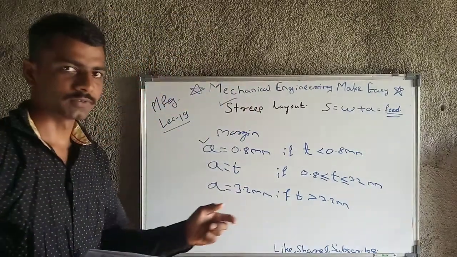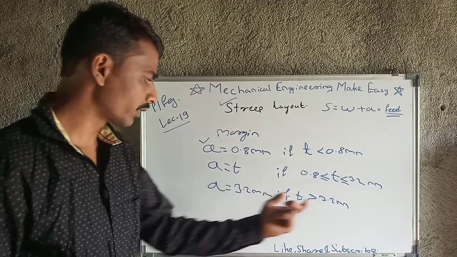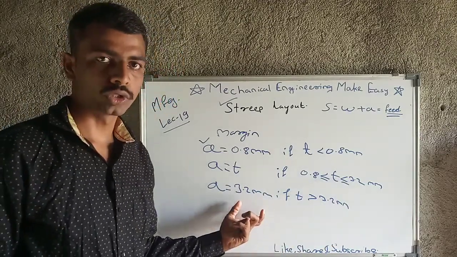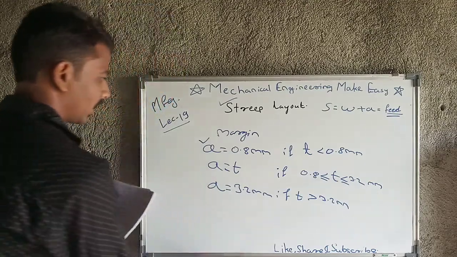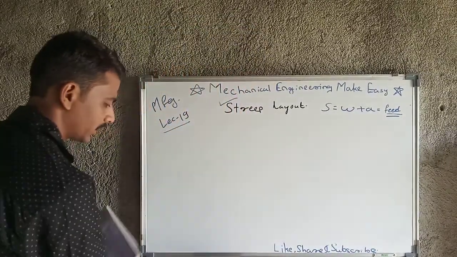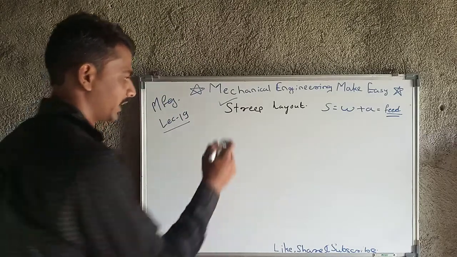Okay, this means if the thickness of the sheet is greater than 3.2 mm, then the A value will not vary according to thickness. That A value will be fixed, that is nothing but 3.2 mm. So this is all about the A value, that is the margin, what value we have to take. Then we will move towards the next parameter, that is nothing but scrap remaining at the end of the strip.